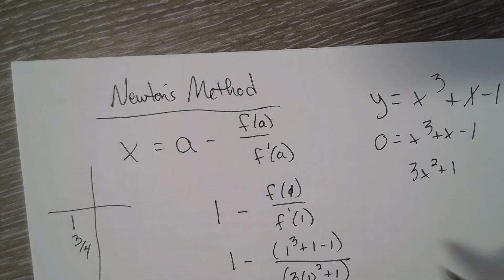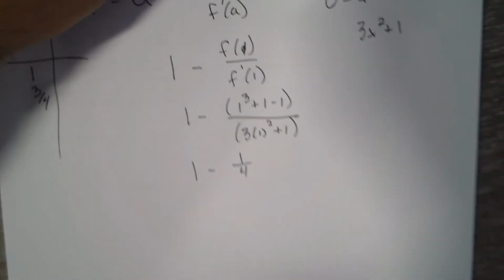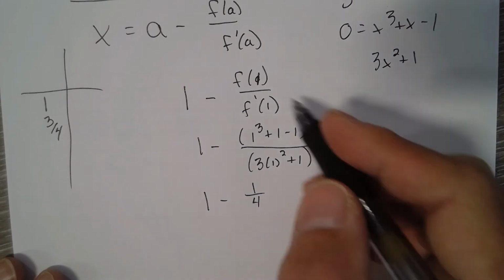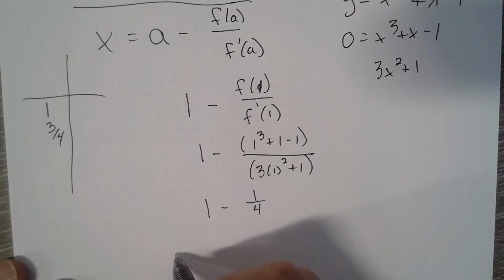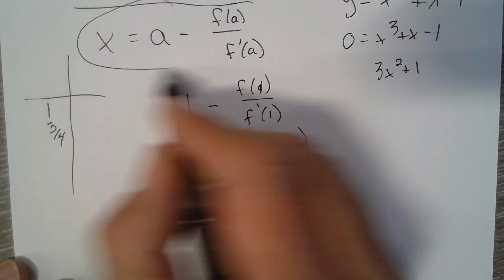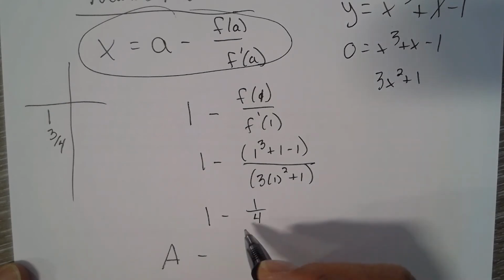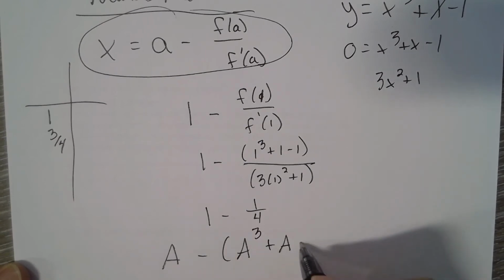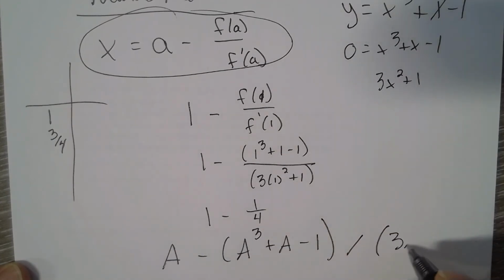Okay, we have to keep doing this over and over again until we get the same answer twice in a row. But we can use our calculators, luckily. You don't have to do it all by hand every time. So what you can do is type in our Newton's formula, which is right here, and I'll use A minus our f of A, which is A cubed plus A minus 1, divided by f prime of A, which is 3A squared plus 1.